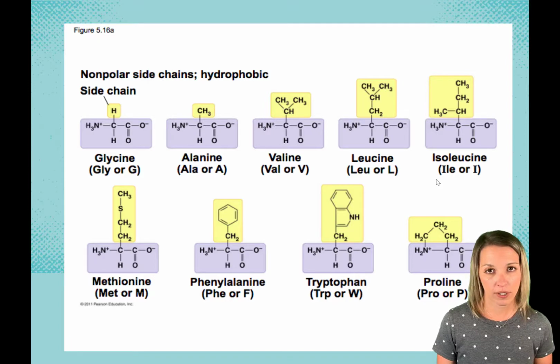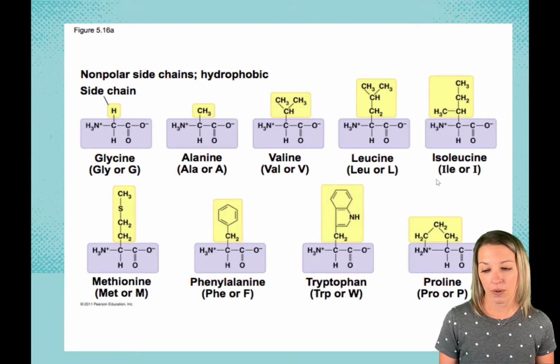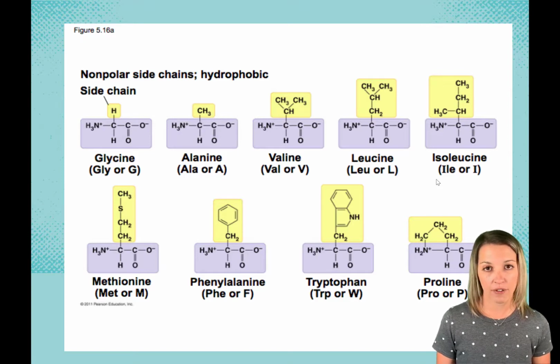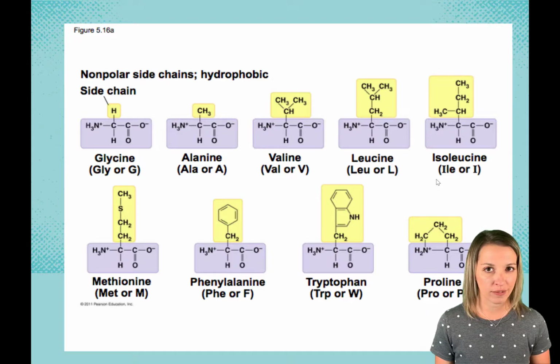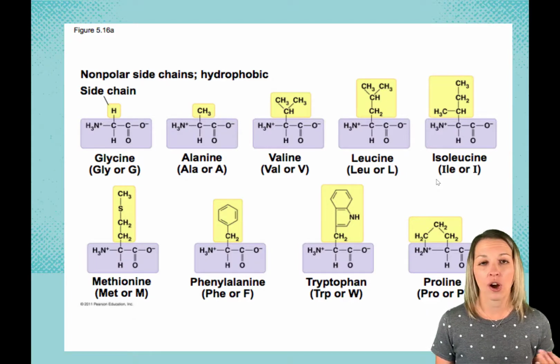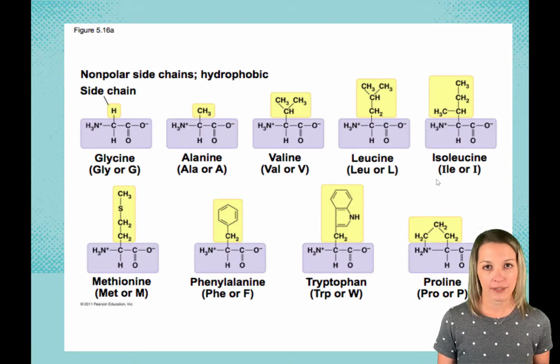Our nonpolar side chains make our amino acids hydrophobic. So you'll notice that a majority of those R groups, which are in yellow on this picture, contain carbons and hydrogens. And if we think back, our carbon-hydrogen bond is nonpolar. So that generates our nonpolar amino acids.